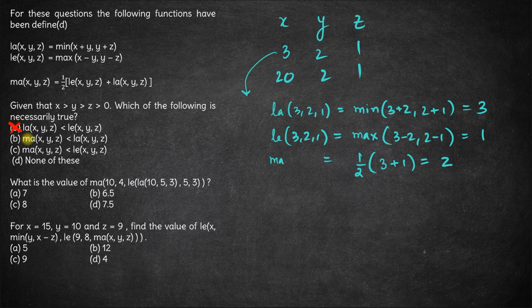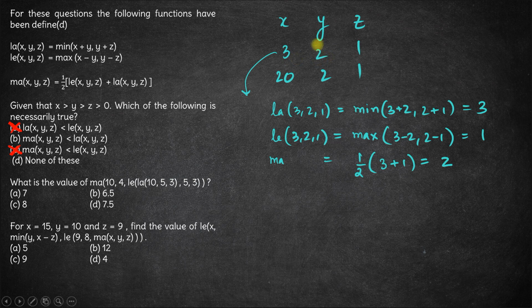What about option B? MA is less than LA. MA is 2 and LA is 3. So this is true for this set of values, but this may not be true always. We'll figure that out later. What about option C? MA is less than LE. MA is 2 and LE is 1. So MA is greater than LE, so this is not always true. This may be true for some values but not always true. So option A and option C are eliminated based on this set of values.